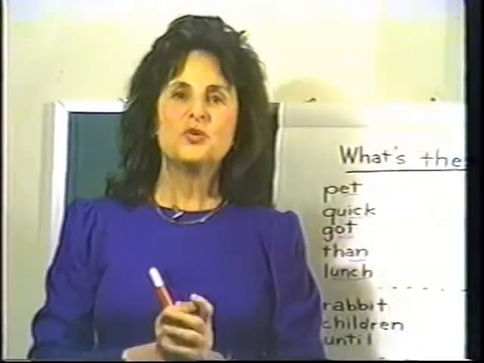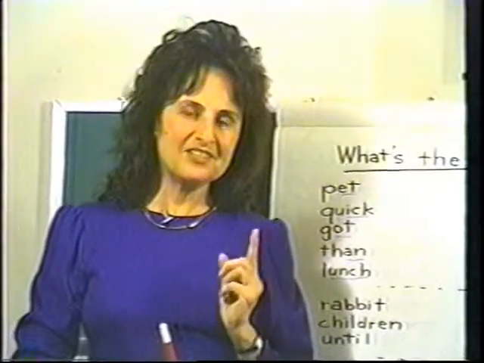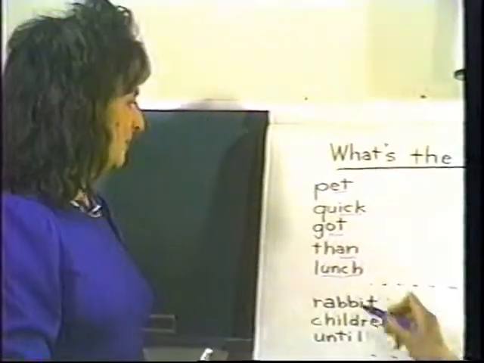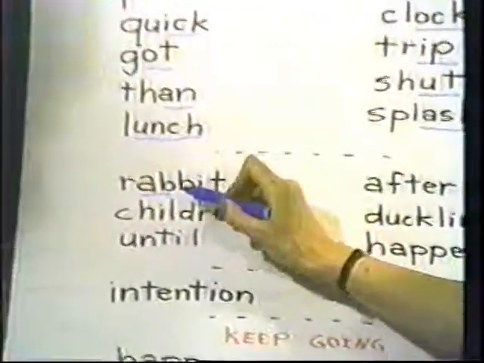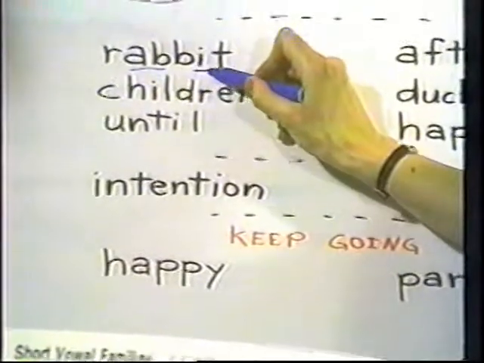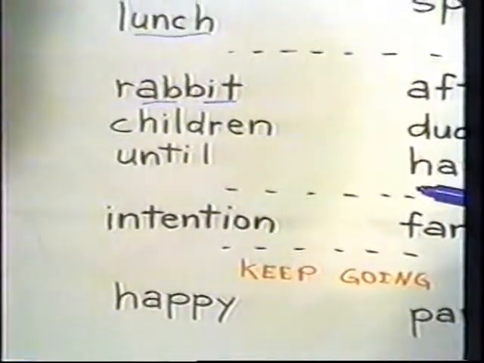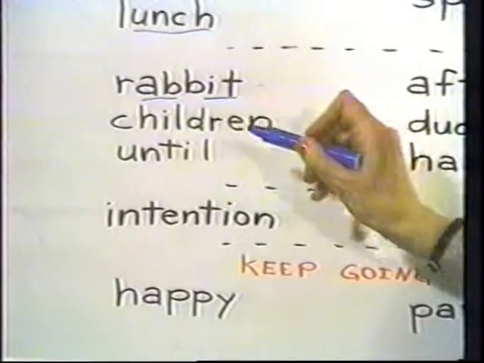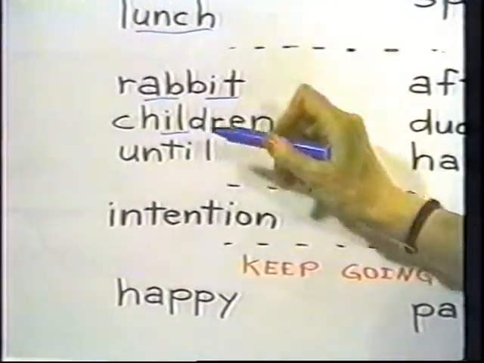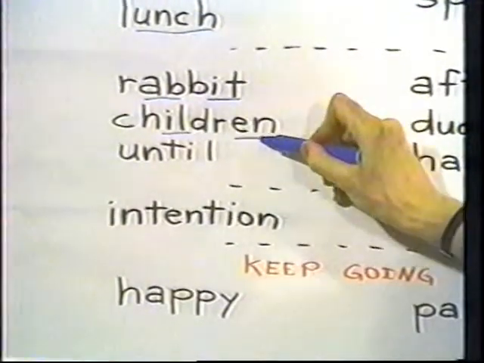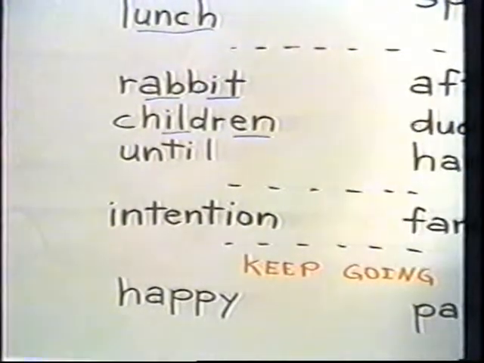Right. When you have two syllables, treat each syllable as you would a separate word. Underline AB. What's the family? Ab. Add R. Rab. Underline IT. What's the family? It. Add B. Bit. What's the word? Rabbit. Very good. Underline IL. What's the family? Ill. Add CH. Chill. Underline EN. What's the family? N. Add DR. Dren. What's the word? Children.